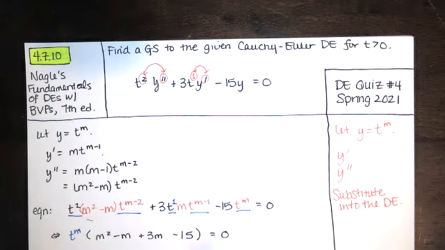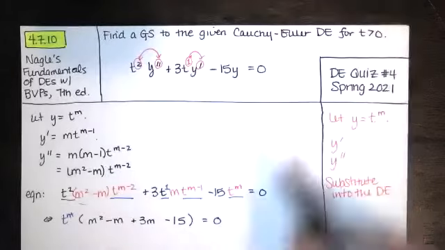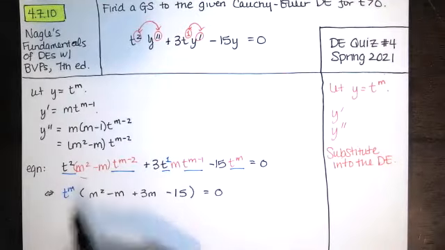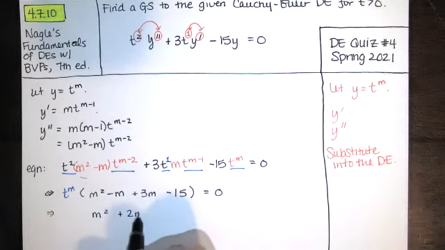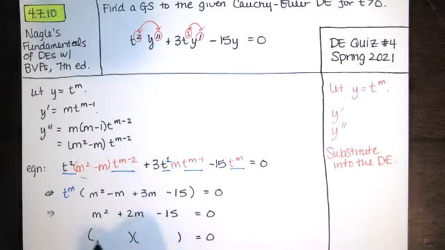So we've got this times this equals 0. That only happens when this equals 0 or this equals 0. And remember, we had the restriction that t was strictly greater than 0. So that means t to the m is non-zero. So we must have m squared plus 2m minus 15 equals 0. That's a simple quadratic equation. It factors.